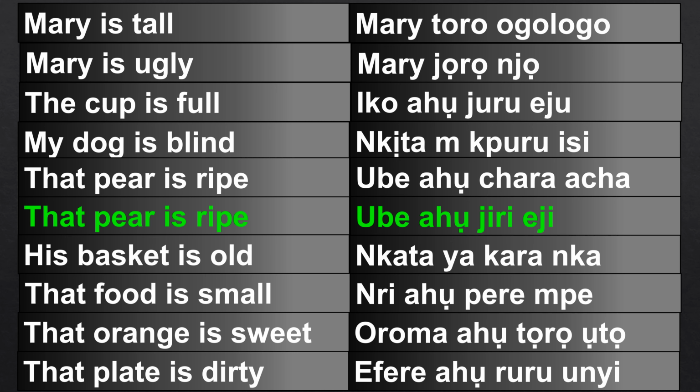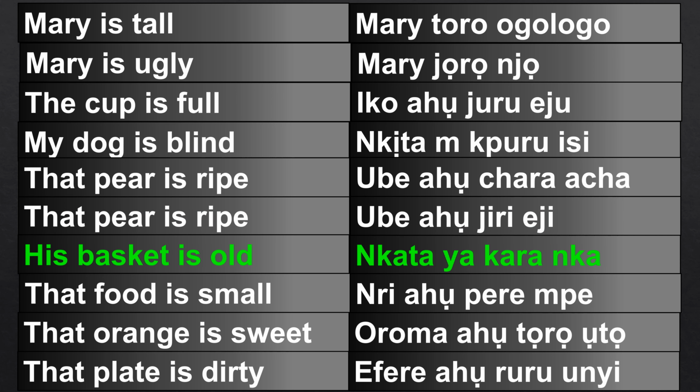So one group of the ube, of the pear, when they are ripe, they become lighter in color. So when you want to say those ones are ripe, you say ube ahụ chara acha. So they have lightened, which means they are ripe. The color changes from dark to light. Then the other species of pear, when they are ripe, they become dark. So you say ube ahụ jiri eji. Depending on the type of pear, it could ripen to light color or to dark color. So jiri eji is for the species that ripen to dark color.